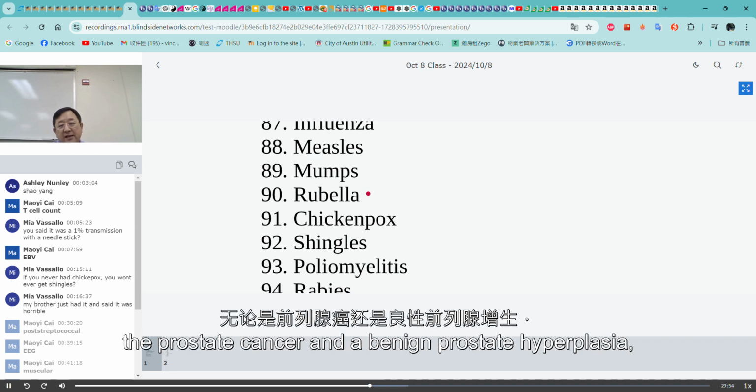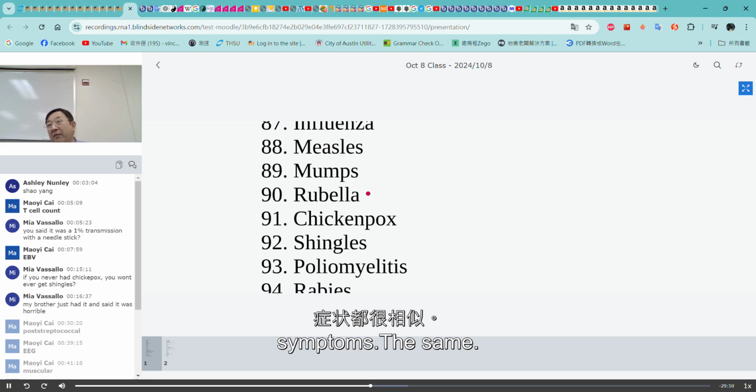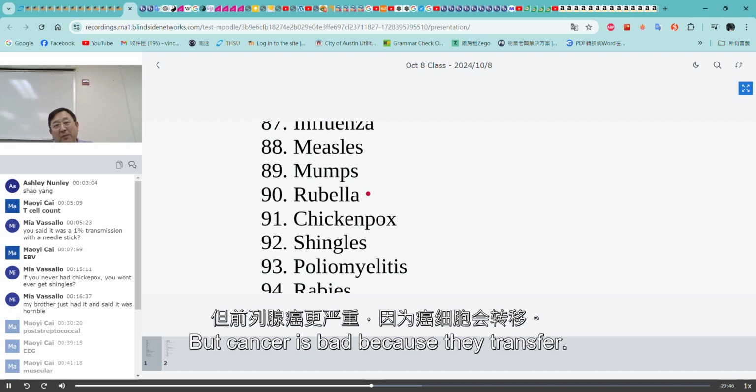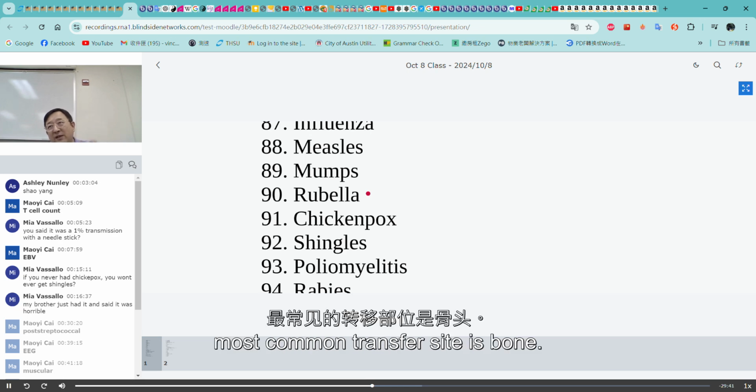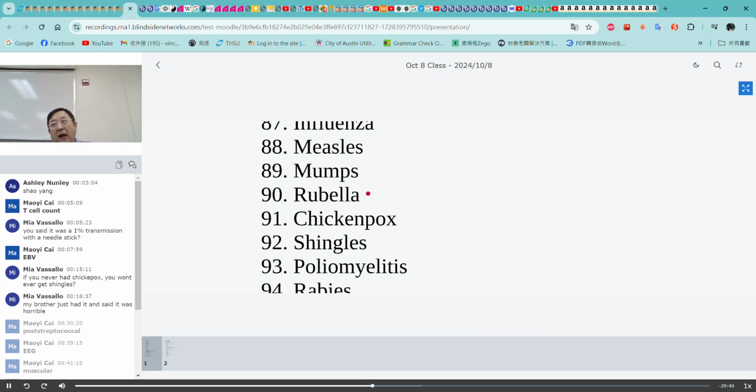Actually, prostate cancer and benign prostatic hyperplasia symptoms are the same. You just squeeze the urethra, and urine output is blocked. But cancer is bad because it metastasizes. Like prostate cancer, the most common metastasis site is what? Bone. Up to 90%.